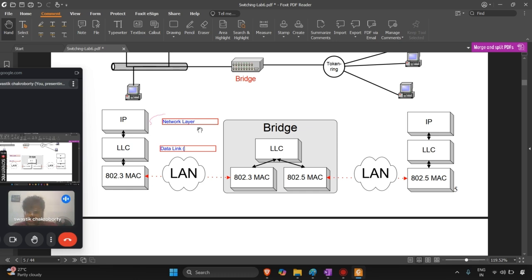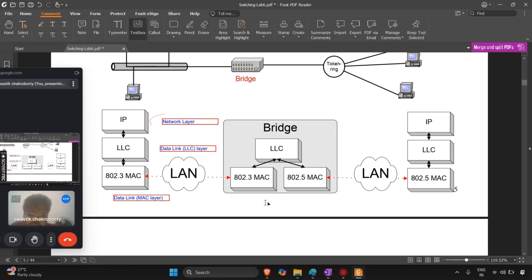So there are two sub layers of data link. One is LLC and one is MAC. So this is data link LLC layer, and this one is data link MAC layer. Now this data link MAC layer connects to the MAC layer of the bridge. So the bridge only implements layer 2.